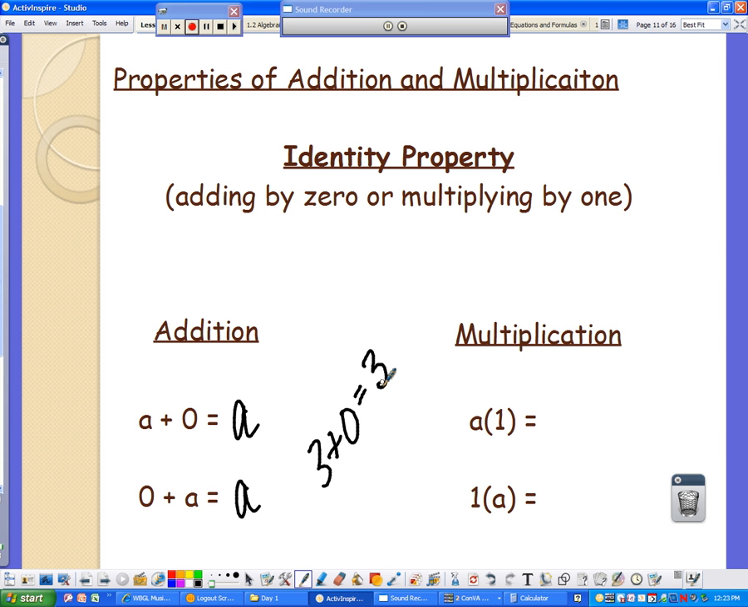And on multiplication, whenever we multiply, we multiply it by 1. So A times 1 would be A. We could also multiply it the other way. 1 times A would give us A. And if we applied numbers to it, for example, 4 times 1 is going to give us 4.